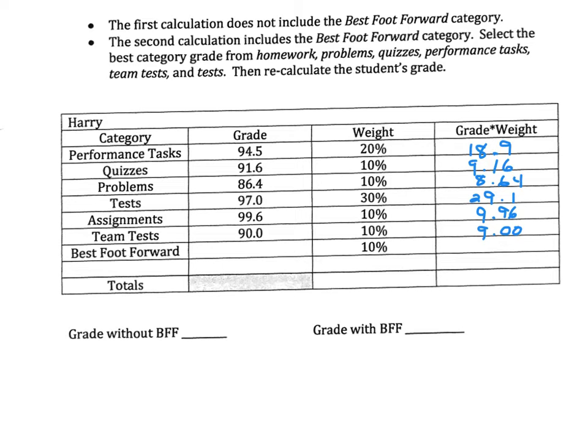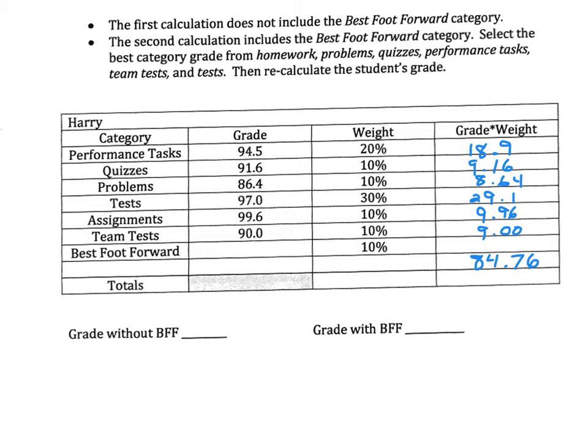We're going to add up those grade times weights. And when we do that, I'm going to put this total on the line above the last one there for the no best foot forward category. So I get 84.76. Now remember, that's without another 10% of the total grades that we could get in this semester. So we're not going to call that the grade yet because it's only out of 90%.